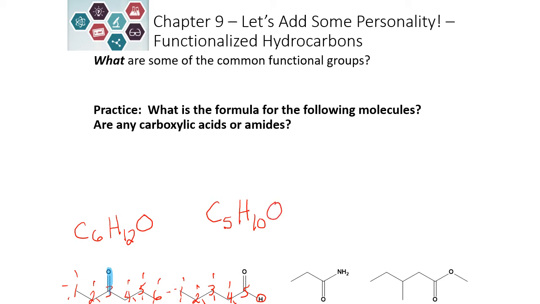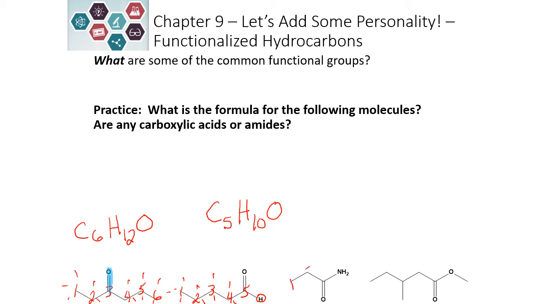Now again, this is not a carboxylic acid because our carbon is not attached to an OH. It is just attached to H. And so this actually makes it an aldehyde group as opposed to a carboxylic acid. We look at the next line angle structure.